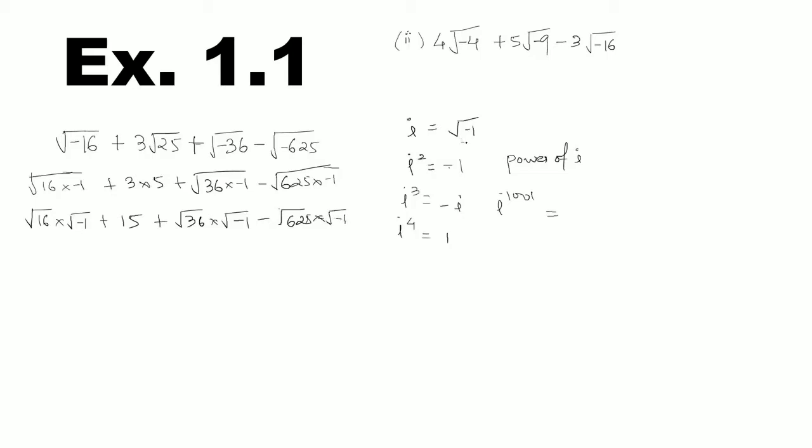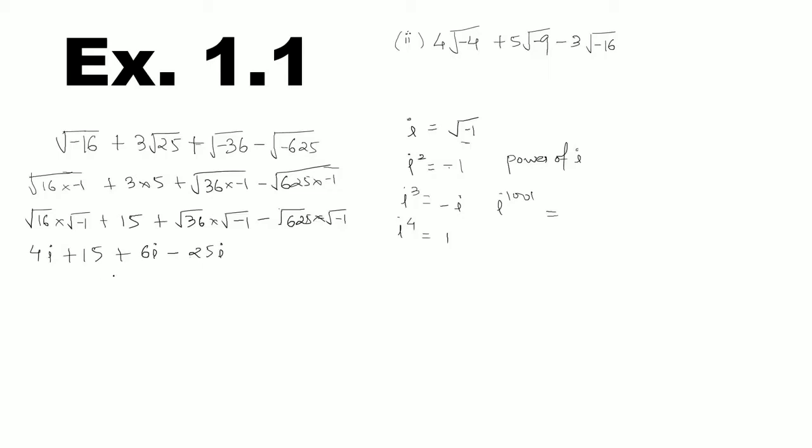So as we know, root of minus 1 is I. Root of 16 is 4, so this becomes 4I plus 15. Root of 36 is 6, root of minus 1 is I, minus of 625. Root of 625 is 25. So 25 into I.